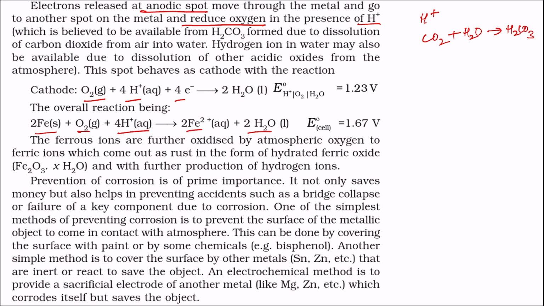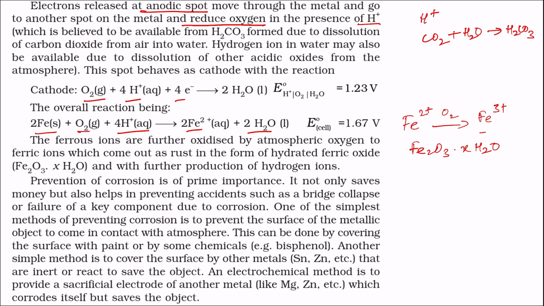This Fe2+ ion is oxidized by the atmospheric oxygen into Fe3+ ion. Fe2+ ion is known as ferrous ion. It is oxidized by atmospheric oxygen to Fe3+ ion. This is known as ferric ion. And rust is formed, and rust is actually hydrated ferric oxide, that is Fe2O3 with x molecules of water.